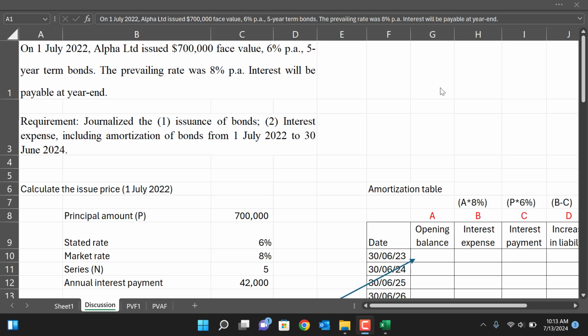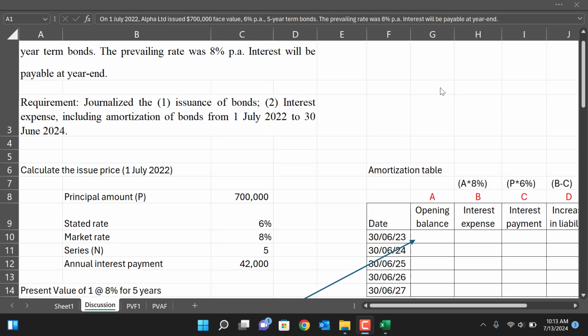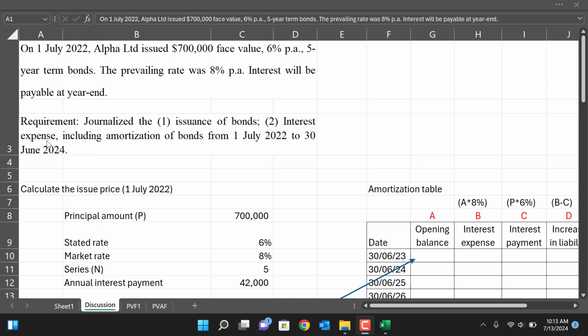On 1st July 2022, Alpha Limited issued $700,000 face value, 6% per annum, 5-year term bonds. The prevailing rate was 8%. Interest will be payable at year end. Okay, so our requirement is to journalize the issuance of bonds, interest expense, including amortization of bonds, from 1st July 2022 till 2024, assuming the year end will be 30th June 2024.